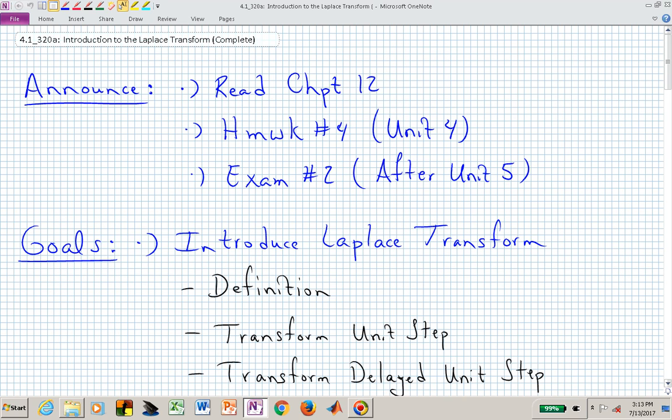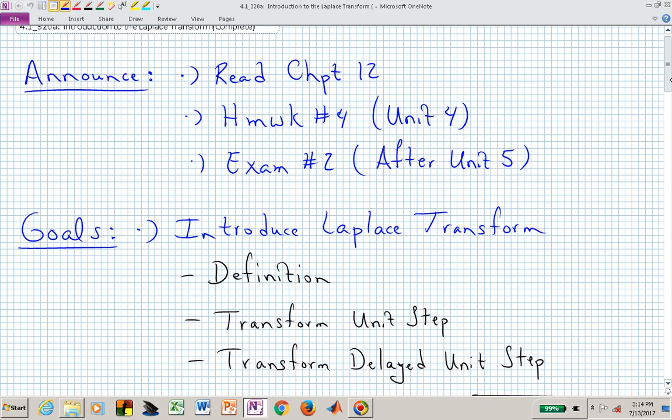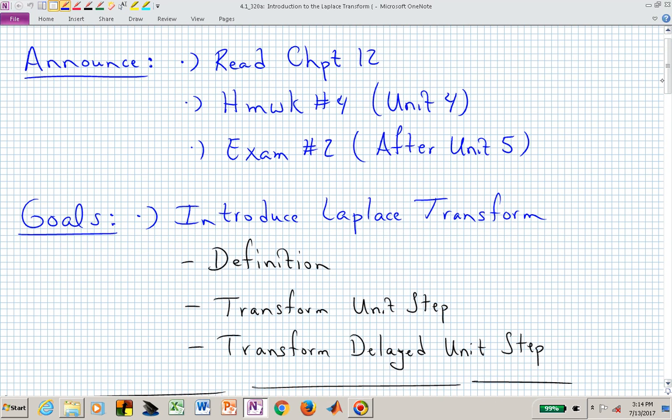We are now beginning Unit 4, which moves us into Chapter 12 of the textbook, and it also starts us in a new topic, which is Laplace transforms, and you will have homework number 4 due at the end of this unit, and that will then be a part of exam number 2, which will also include unit number 5.